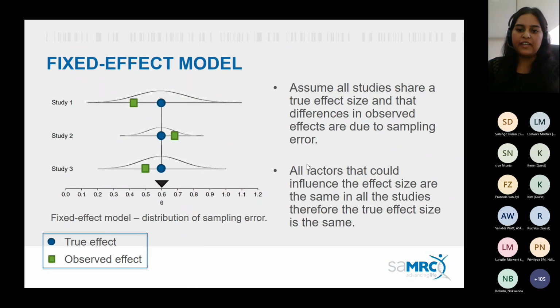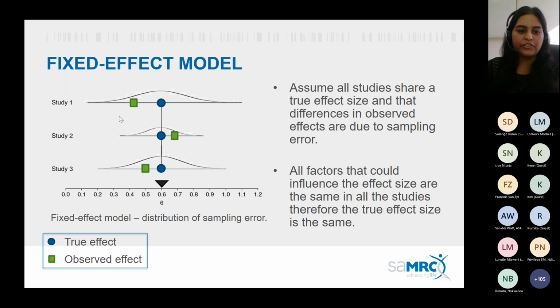So if we assume that there is only one true effect, and the only reason that the observed effects differ is because of sampling differences, then we will use the fixed effects model. We're assuming that all the factors that could influence the effect size are the same in all the studies, and therefore the true effect must be the same for all studies.